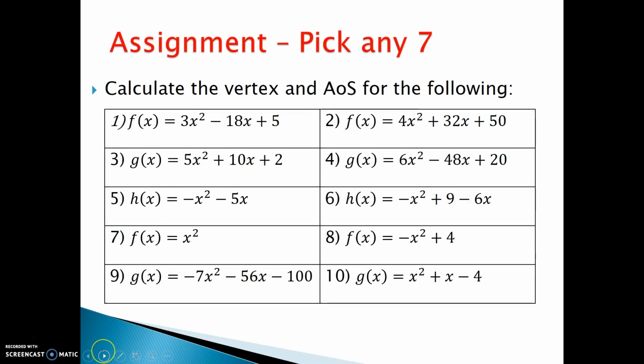All right, I guess that was it. So for the examples, guys, what I need you to do is pick any 7. It's completely up to you. But I need 7, and I will collect this when I get back. Notice the instructions say calculate the vertex and the axis of symmetry. So in case you get one of those decimal questions, use your calculator. That's perfectly fine.